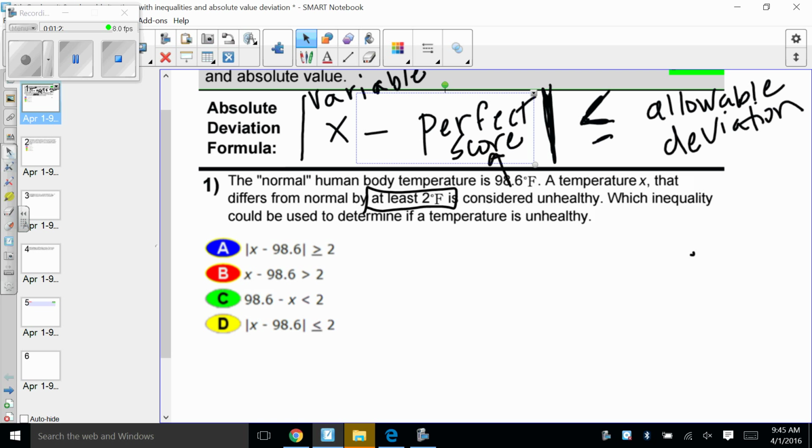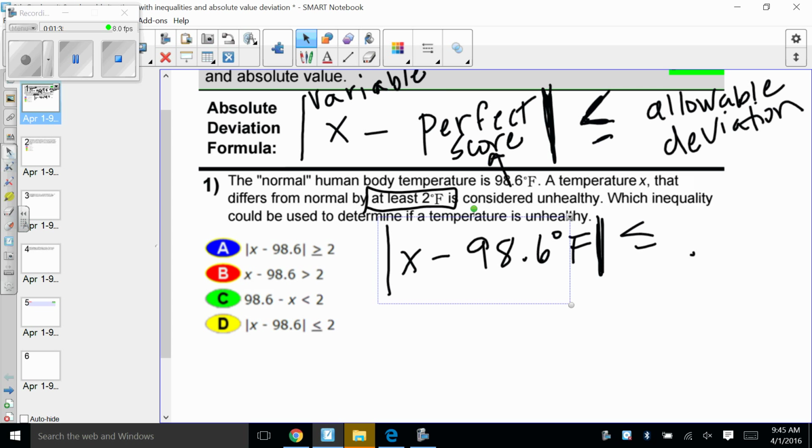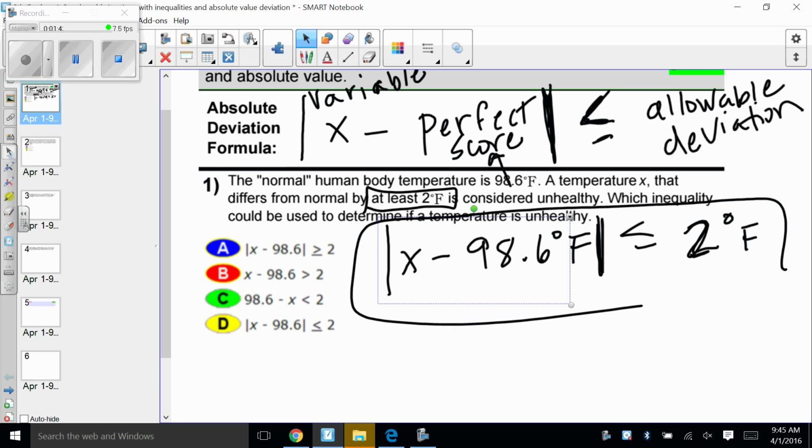So there's deviation. Our formula would state this: we have our unknown variable. If we consider a perfect score of 98.6 degrees Fahrenheit, we will allow our standard deviation to be no more than 2 degrees change. So that's a 2-degree standard deviation. This is what the setup would look like. We have our variable or unknown of what is possible. We take away our perfect score, and that has to be less than or equal to a 2-degree change either end. So your correct answer of the setup here would be choice A.